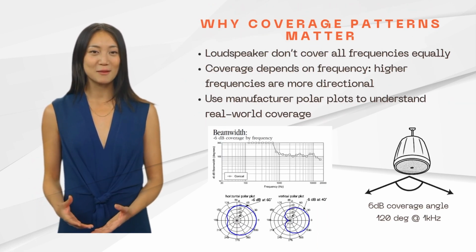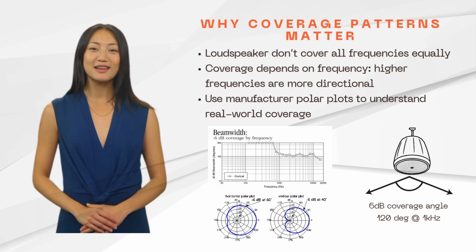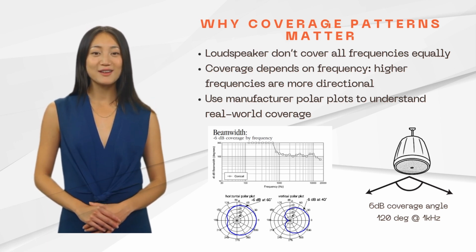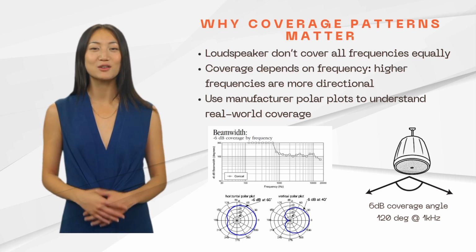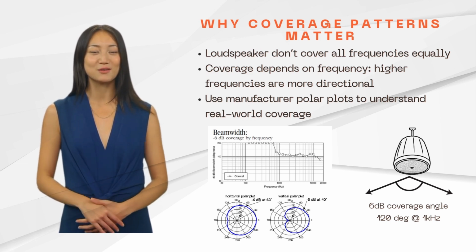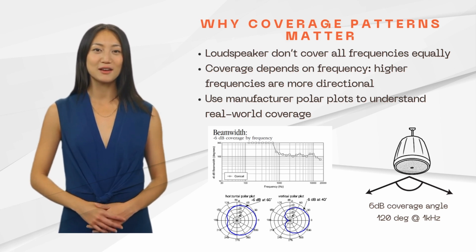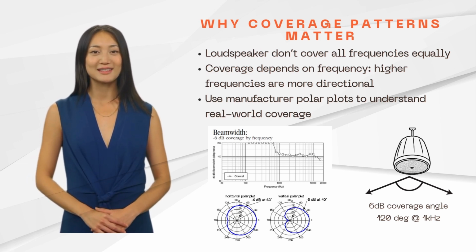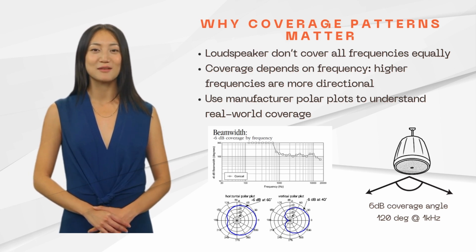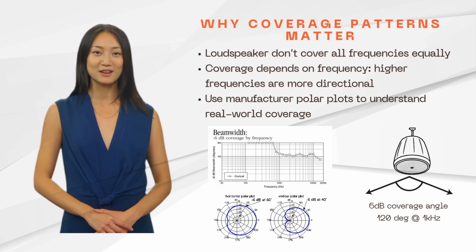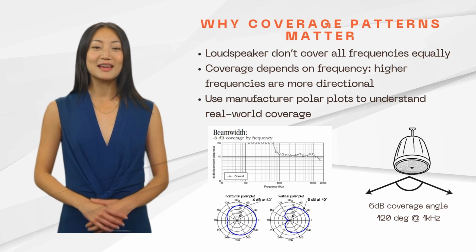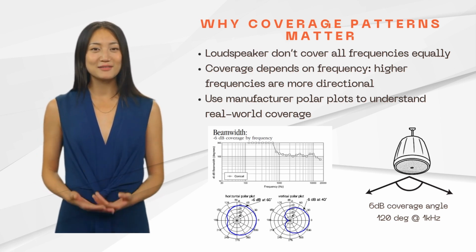Coverage patterns describe how sound spreads from a loudspeaker, and they change with frequency. At low frequencies, sound tends to disperse more evenly. But as frequency increases, the coverage narrows and becomes more directional. Manufacturers provide polar plots to help you visualize this. They're usually based on a 6 dB drop from the loudspeaker's on-axis level. That's what defines the edge of the coverage. Understanding these patterns is key to designing a system with even sound.